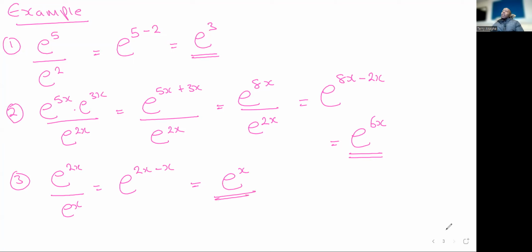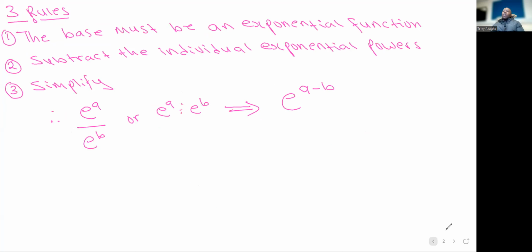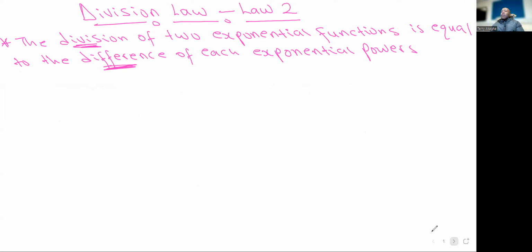All right, so with that, that'll bring us to the end of exponential laws. So the first thing you have to do is check that the base must be an exponential function. And also you have to then subtract the powers. All right, and that is the second law.